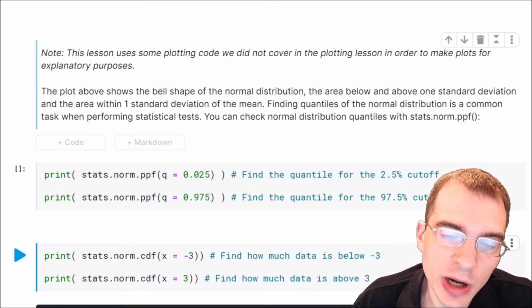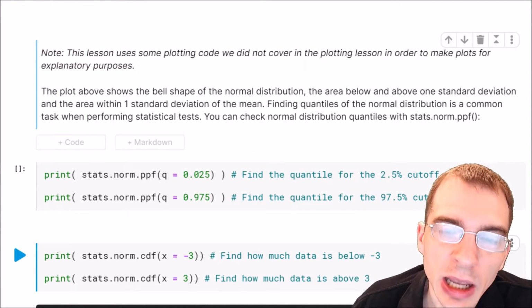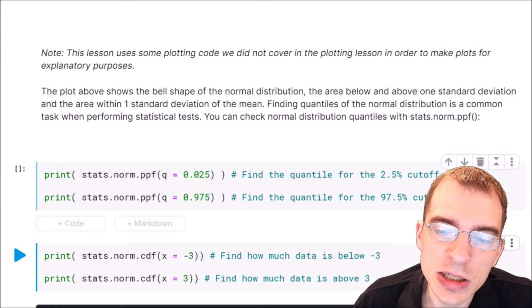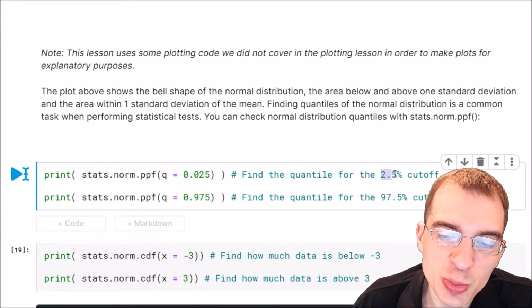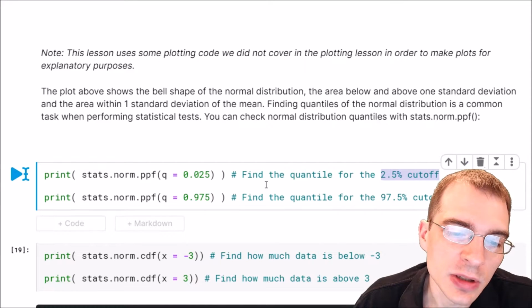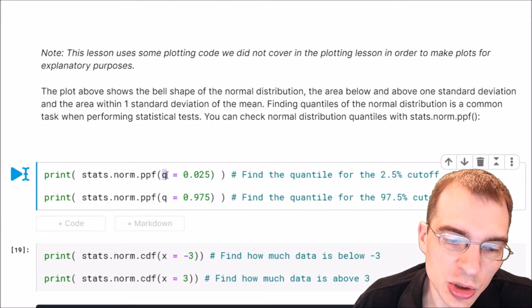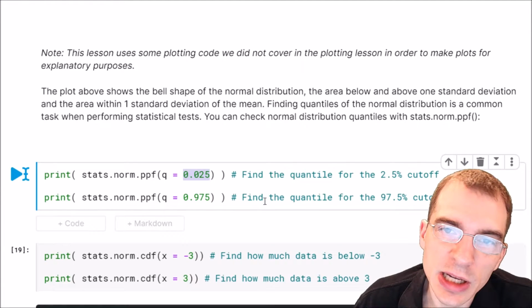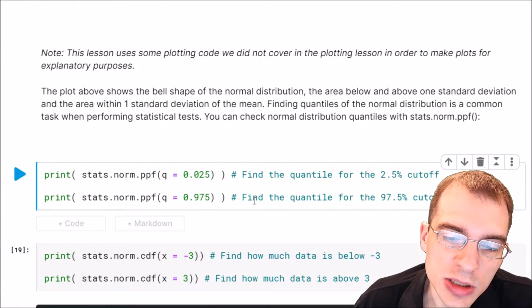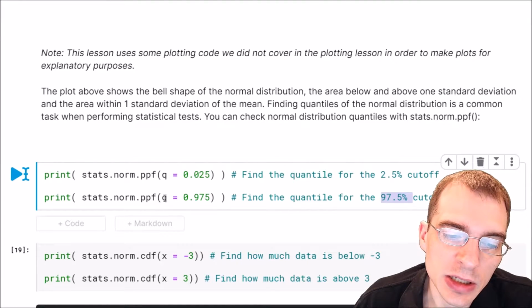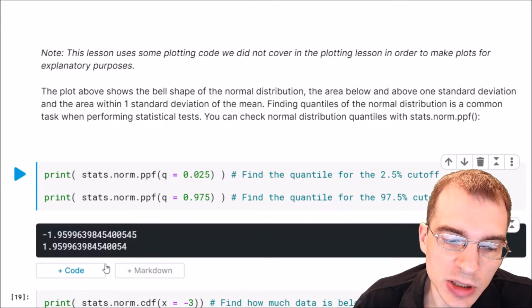So for instance, if we wanted to take our normal distribution above and find the cutoff value or quantile value that cuts off 2.5% of the data to the left, we could do that using stats.norm.ppf, and we'll set our Q or quantile value to 2.5%. And we could do the same thing on the right hand of the distribution, so find the cutoff value for the 97.5th percentile by setting Q equal to 97.5. And when we run these, we can see that the cutoffs are approximately -2 and 2.